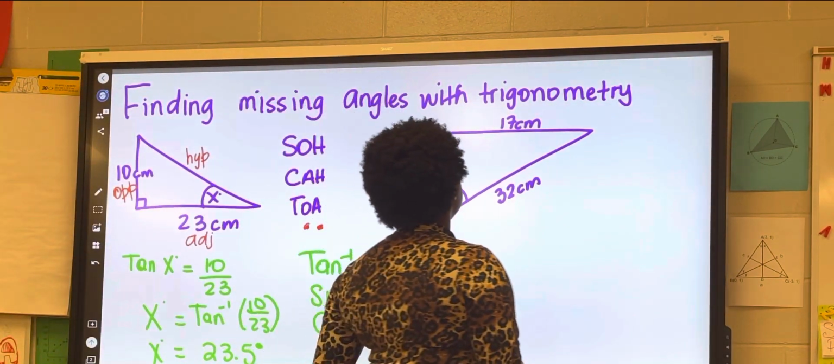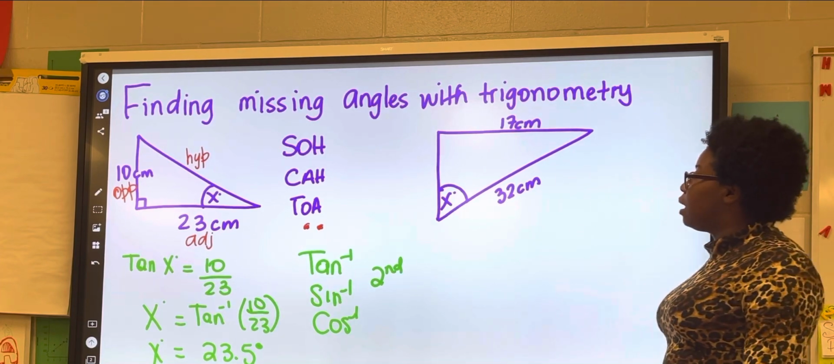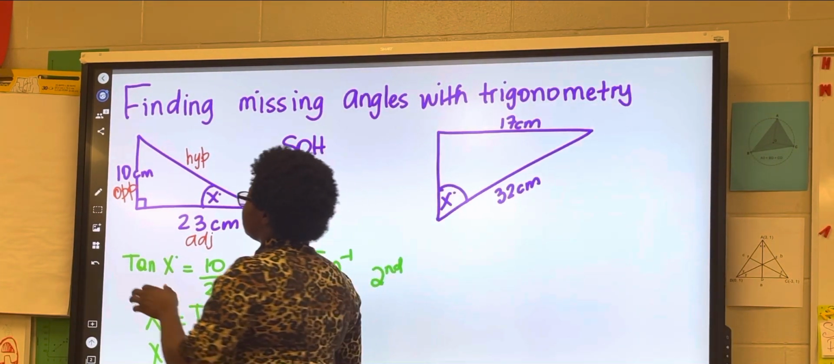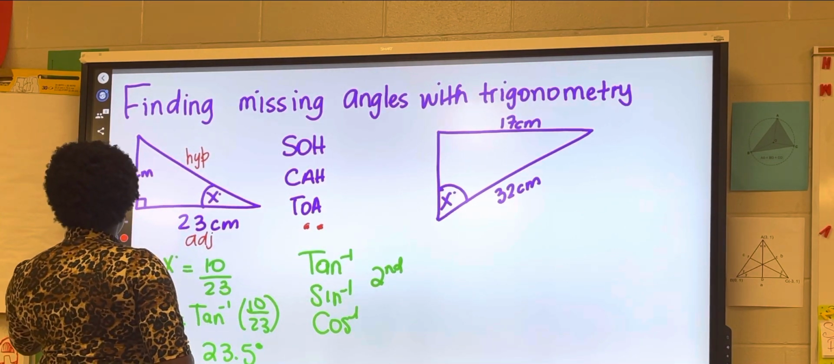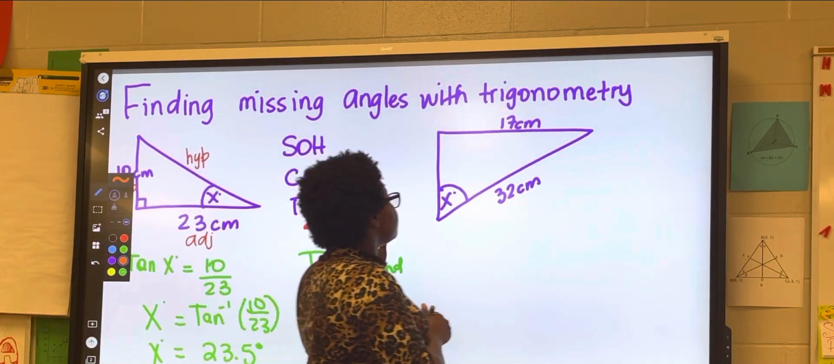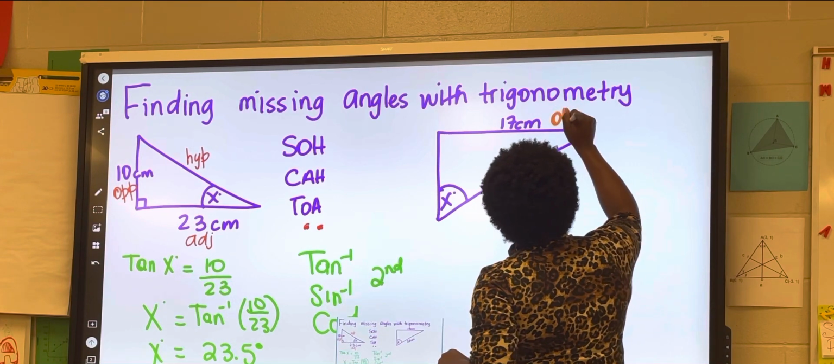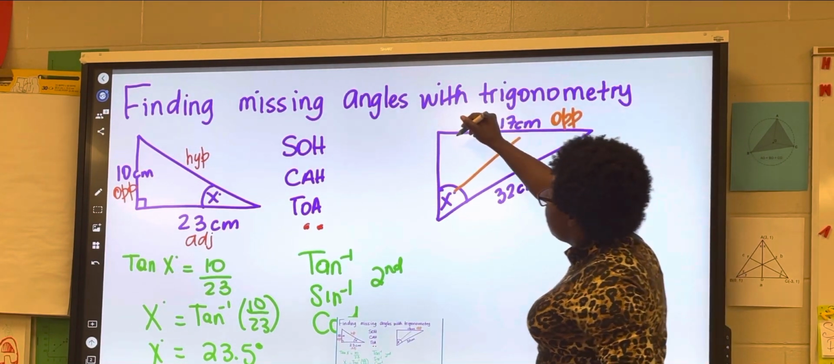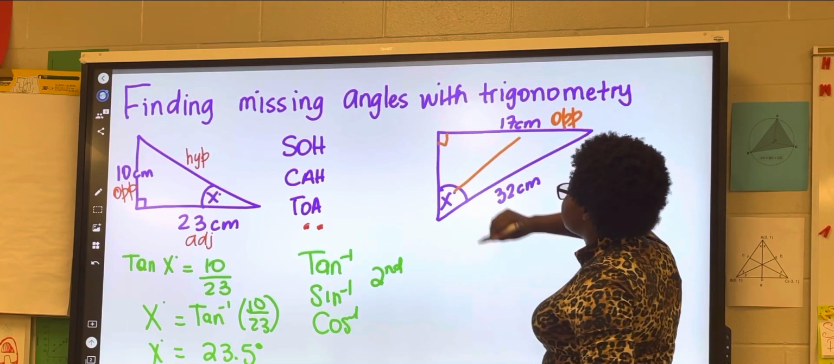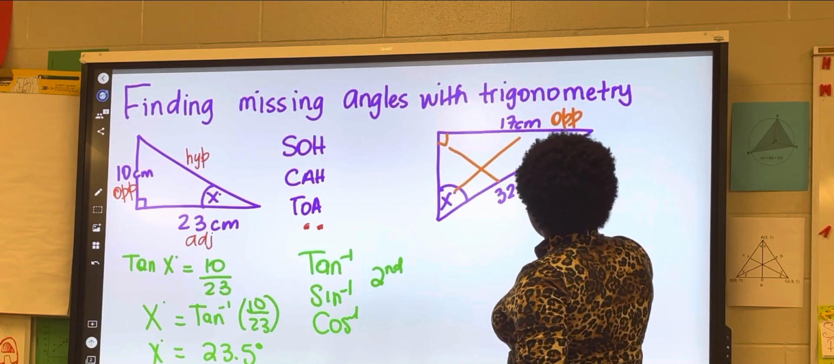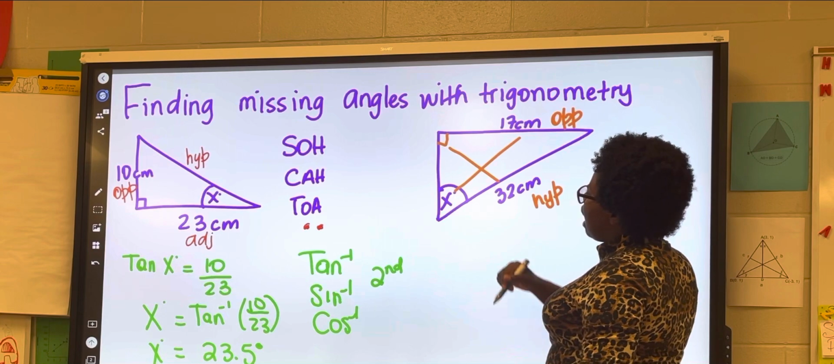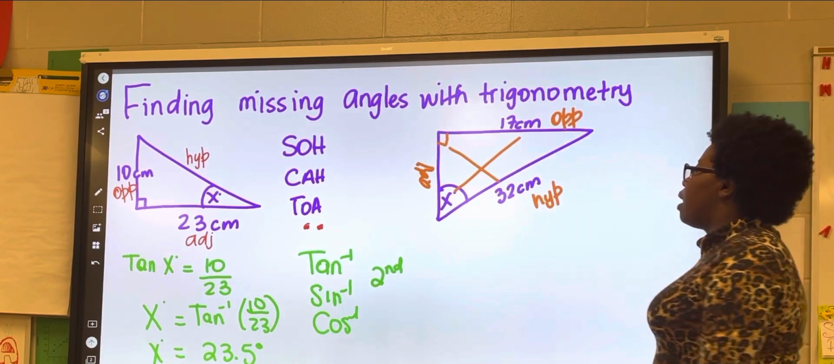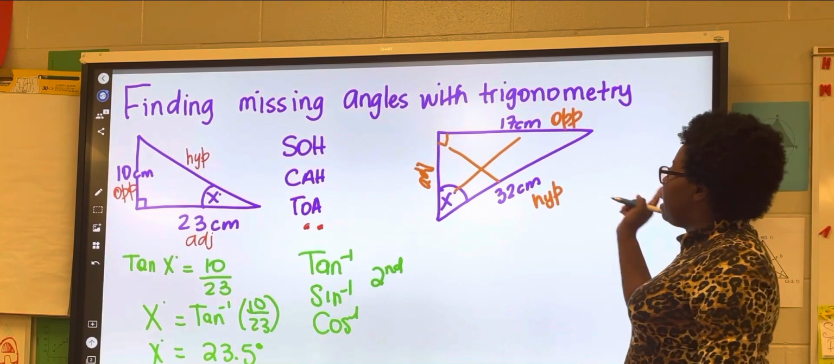Let's look at this one. So we're given an angle and two sides. Again, we label our sides based on the angle given. Let me change the color of the marker to add some distinction. So this here is our opposite side because it's opposite to the angle. The 90 degree is formed here, so I know that this side here is my hypotenuse. And the adjacent side is the side adjacent to the angle. From here, we label the sides.